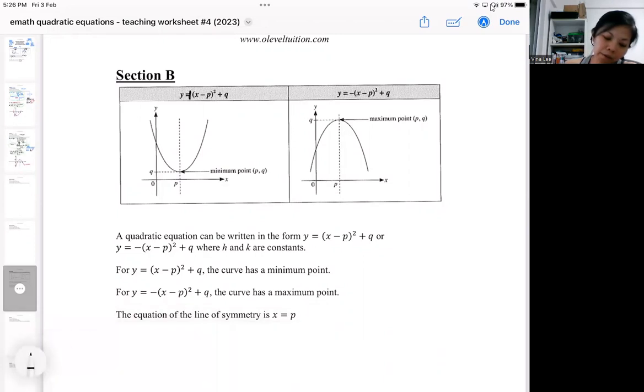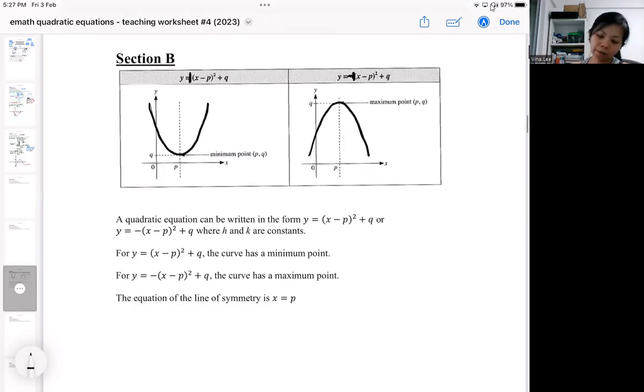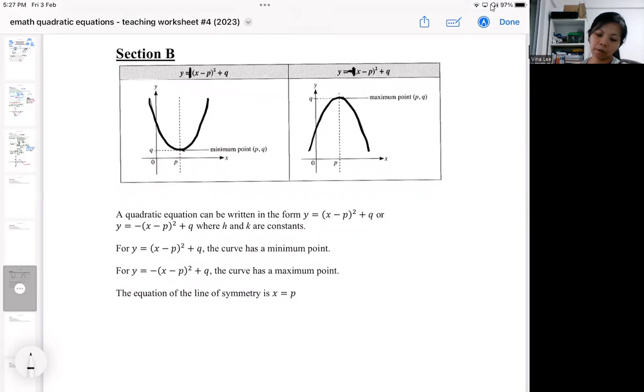Again, if you have a 1, you will get a smile graph. If you have a -1 outside the bracket, then you will have a sad face graph. In this case, the turning point is read directly from the format. I'm going to show you how to read it.